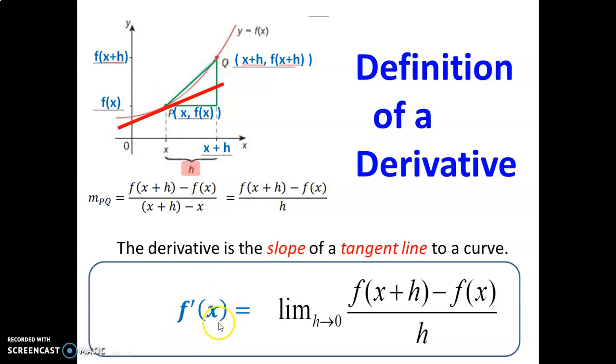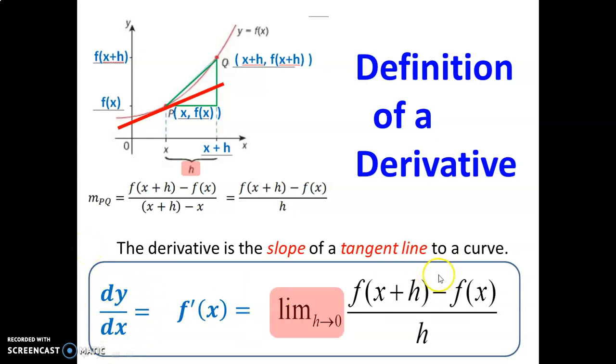Derivatives are represented with this notation. This says f prime of x, which means the derivative of function f of x, or sometimes you'll see dy/dx, and this just means delta y over delta x. That means change in y over change in x. It's a slope. Derivative is like a slope.